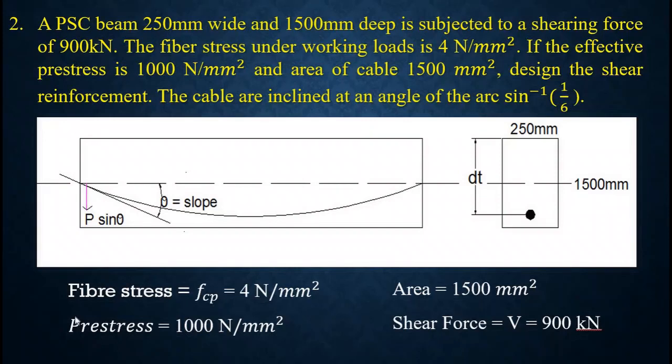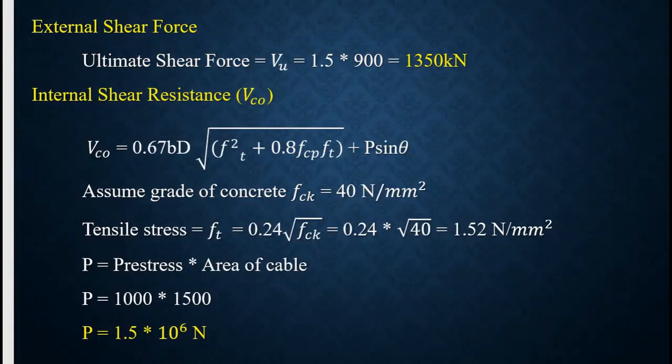Next, whatever data they have given in the question, we should write it down. That is, fiber stress fcp is equal to 4 Newton per mm square. Area of the cable is 1500 mm square. Effective pre-stress is 1000 Newton per mm square. Shear force is 900 kilonewton. So let's start with the calculation.